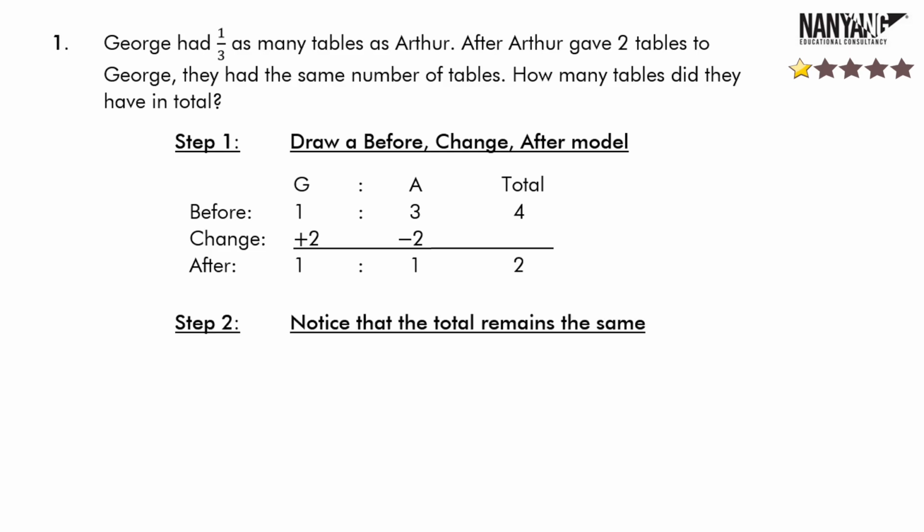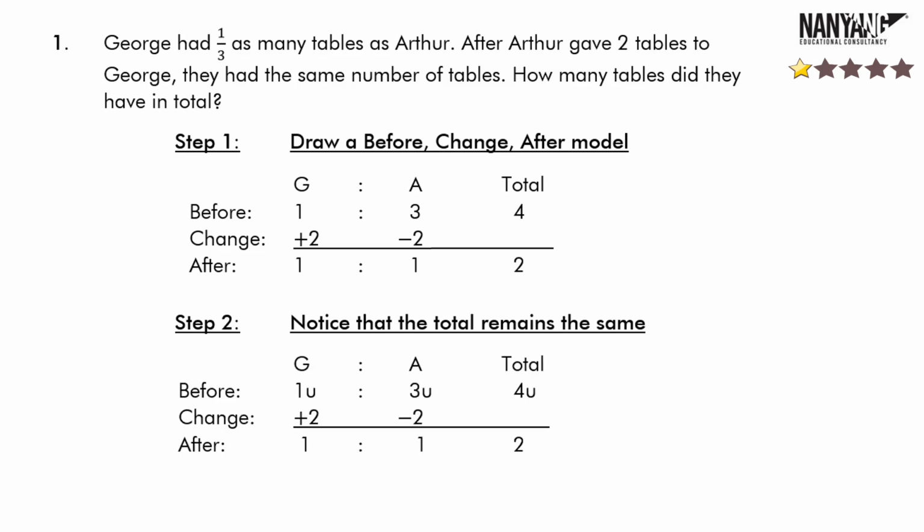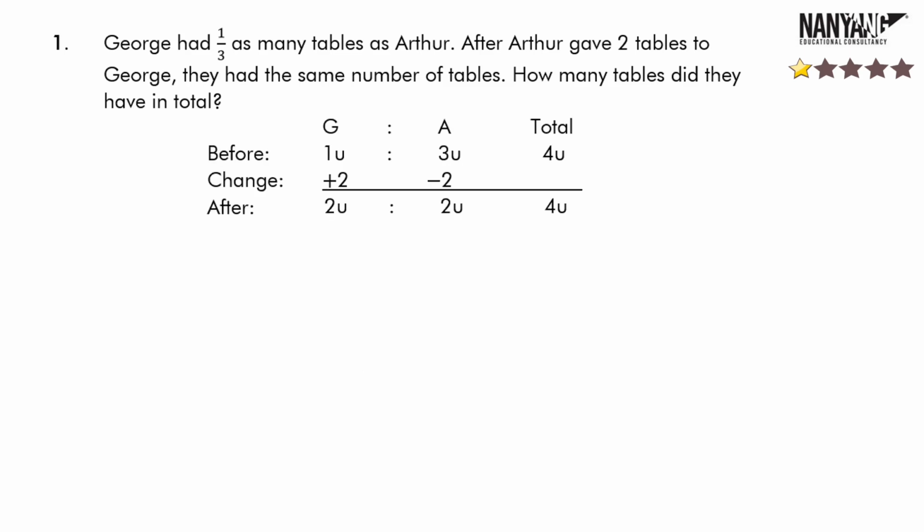Now step 2, we need to notice that during this exchange, the total remains the same. So with this table, we need to multiply the after row by 2 to balance out with the before row. And we get 2 units, 2 units, 4 units. That's consistent with the before row, which also has 4 units. Now with this table, we can continue with our step 3 to solve for 1 unit.